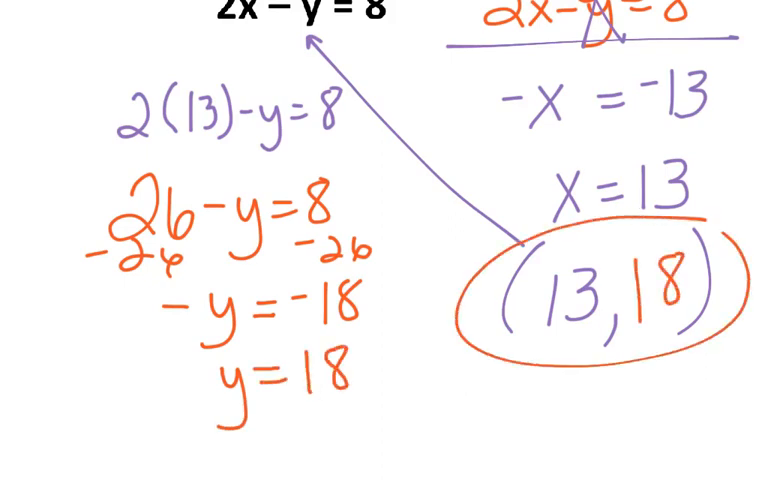So there's my solution. So you're just writing your solution as an ordered pair, just like we've done before. The x and then the y. It has to be in that order.